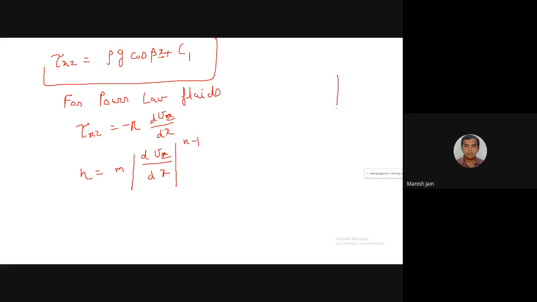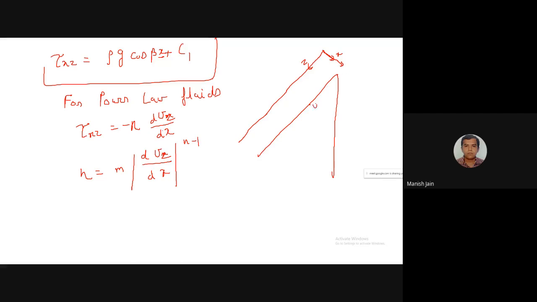Now how we will check? First I am making the diagram in this page, so you can check that dvz by dx is positive or negative. So this is the x direction and this is the z direction. Okay. So when you move in the positive x direction, velocity is decreasing.